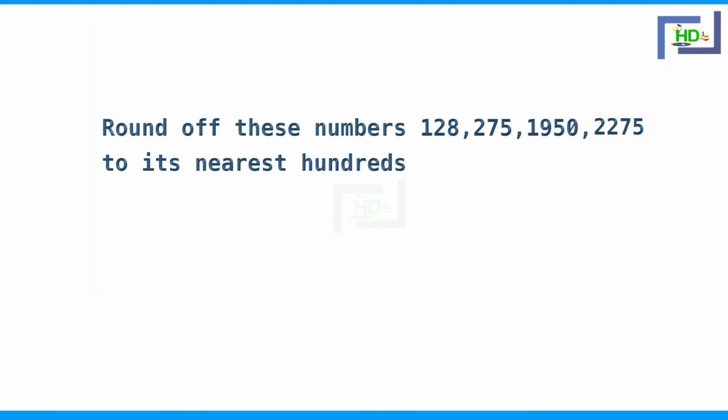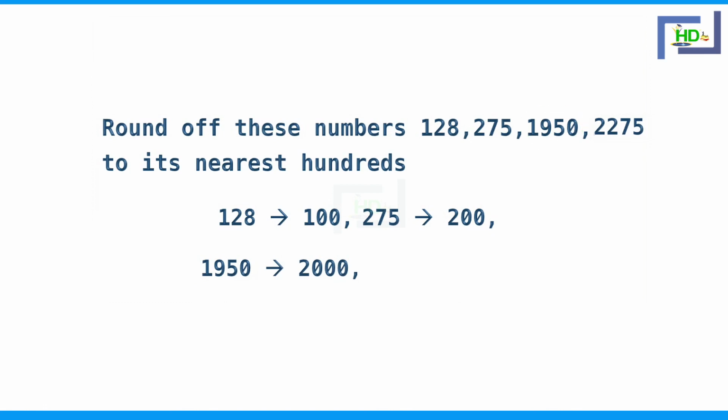Now consider another example. Round off these numbers to its nearest hundreds. Now 128. The nearest 100 for this 128 is 100. So we can round off this number 128 to 100. 275. Now 275 is nearer to 300. So 275 is rounded off to 300. 1950. The nearest 100 is 2000. So we can round off this number to 2000. 2275. The nearest number is 2300. So we can round off this number to 2300. So like this we can round off any number to its nearest tens, hundreds, thousands, etc.